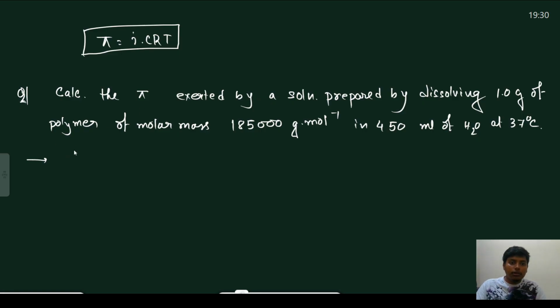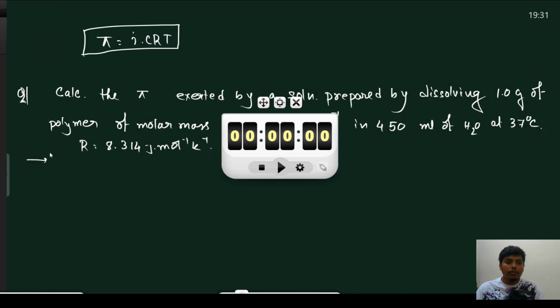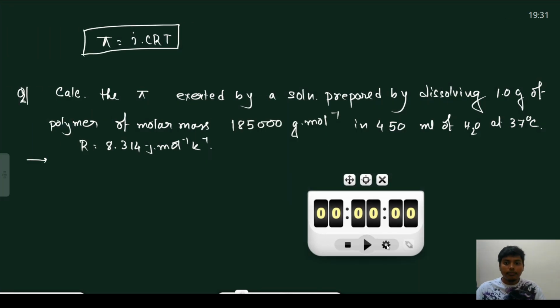Okay, R value you should use 8.314, 8.314 joule mole inverse Kelvin inverse. Clear? Go ahead, I'm giving you 4 minutes. Easy question. Time starts now.